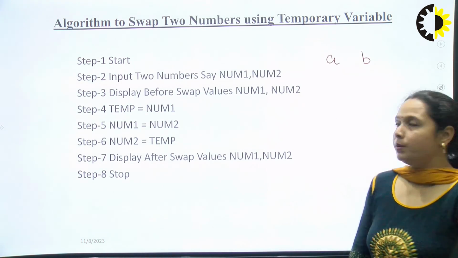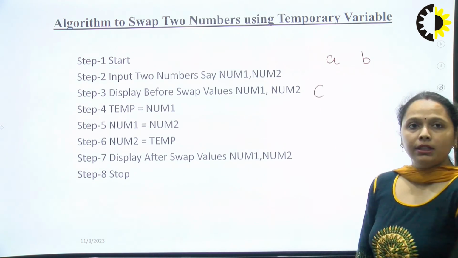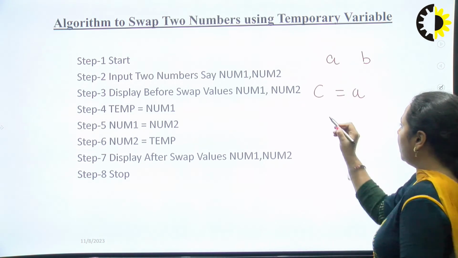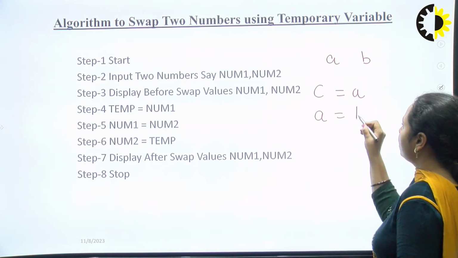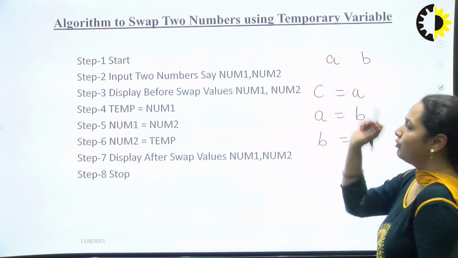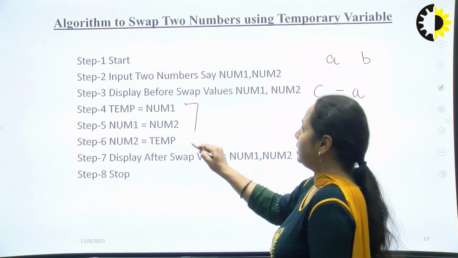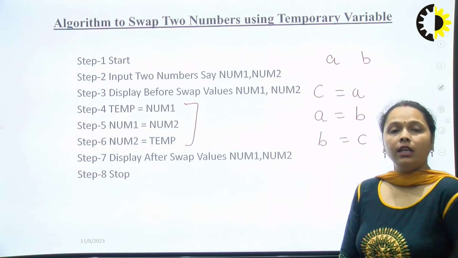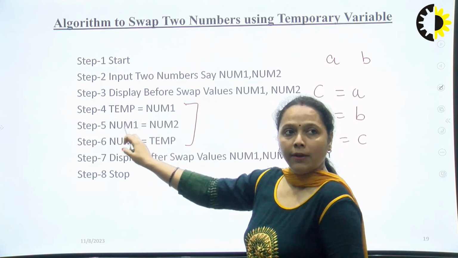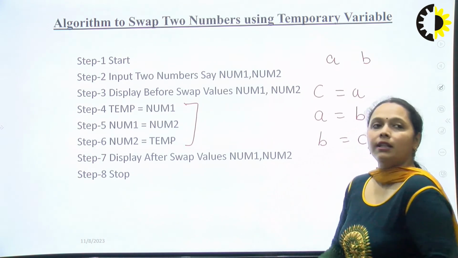how is swapping performed? First of all, I will take a third variable, and in this I will store the data of the first. After that, within the first variable, I will store the data of the second. And within the second variable, I will store the data of the new variable which is being taken by us. So these are the three steps which are the process of swapping of two numbers. So here temp is equals to num1, num1 is equals to num2, num2 is equals to temp. And after that, display the swapped data.